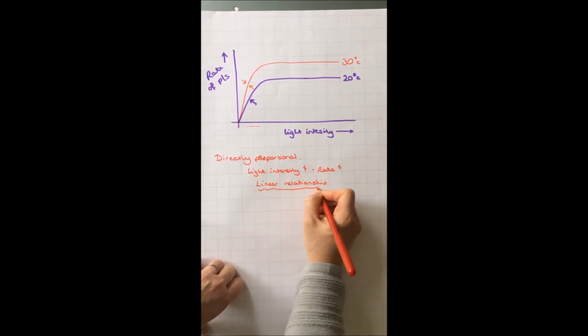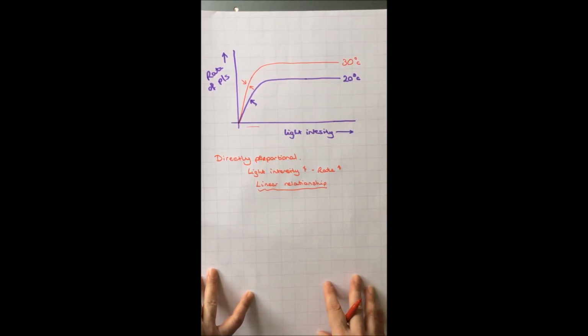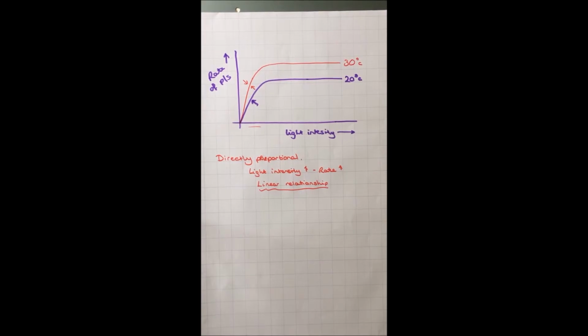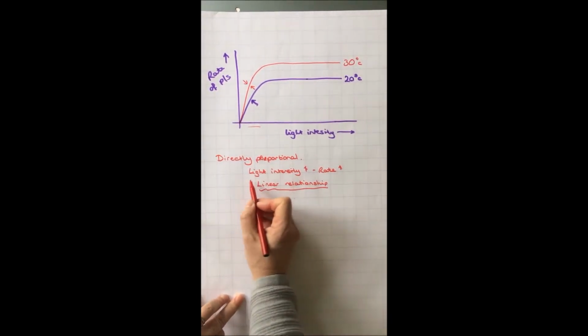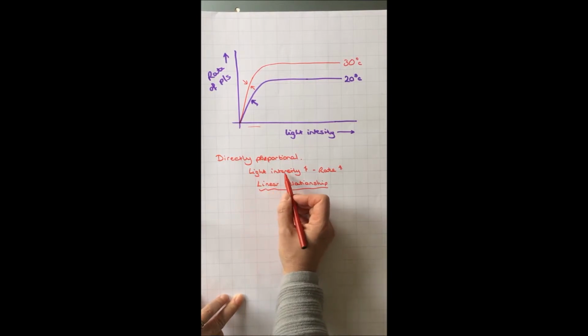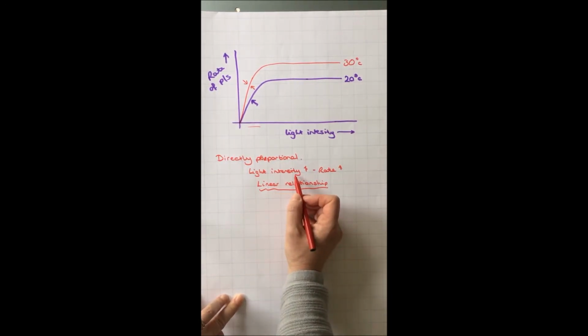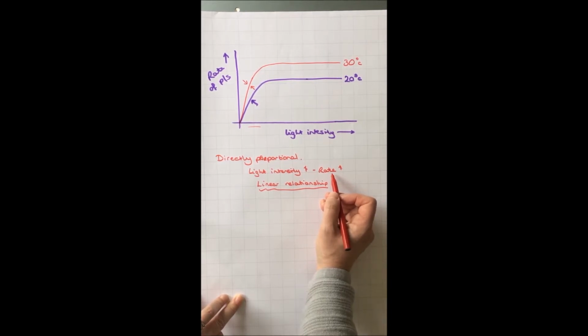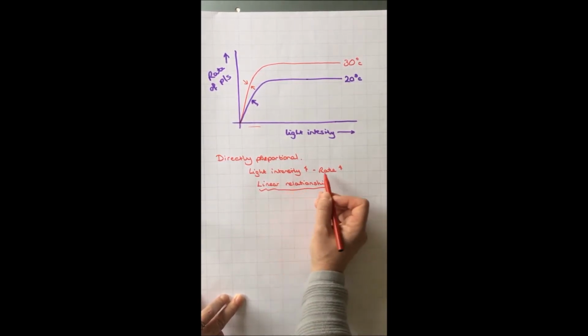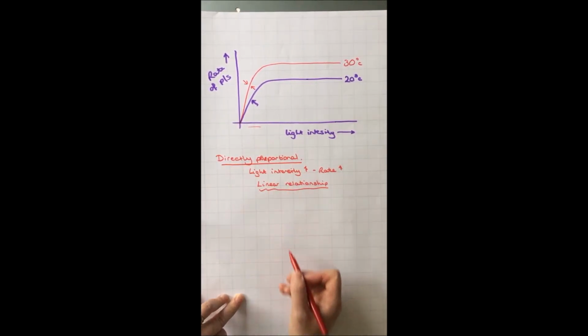This is similar to what you will have looked at in maths. We have a linear relationship because this here is a straight line. And as one of them increases, so here the light intensity increases, the rate increases by the same proportion. Okay, so if light intensity went up by 1%, rate might also always increase by 1%. Or if light intensity went up by 1%, rate might always increase by 2%. There's always the same proportion of increase from one to the other. That means that they are therefore directly proportional.